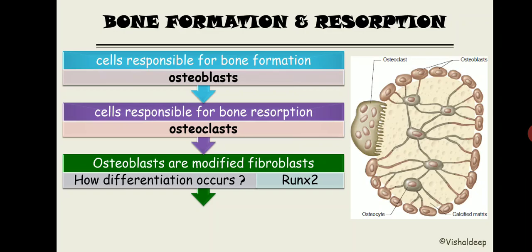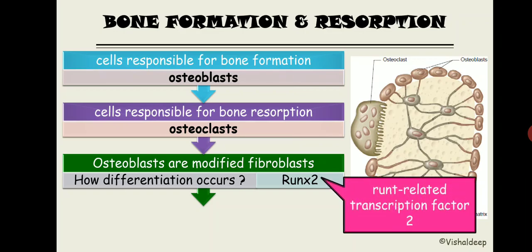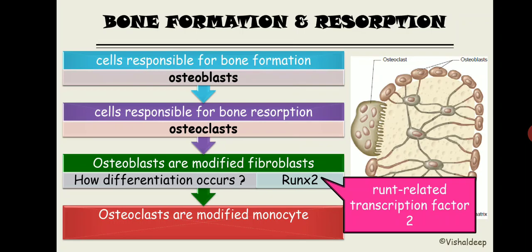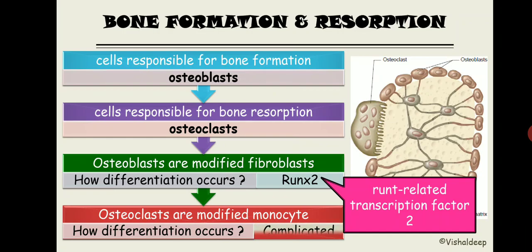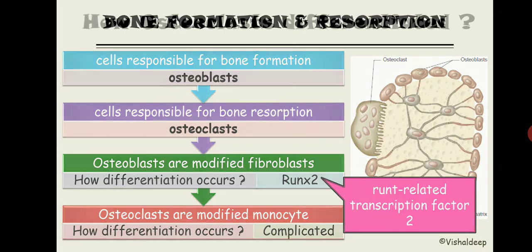Now the full form of RUNX2 is runt related transcription factor 2. Alright, let me write it down for you. It is runt related transcription factor 2. Now osteoclasts are also modified monocytes. So monocytes get modified and differentiate into the osteoclast. That differentiation is not as simple as the differentiation of fibroblast into osteoblast. The differentiation of monocyte into osteoclast is very complicated, so we are going to understand it thoroughly.